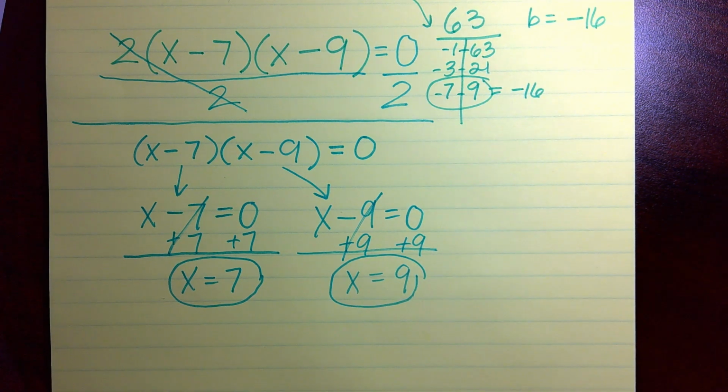Yes. So what I did was I just kept the 2. So then I had 2 and x minus 7 equals 0, and on the other side I had 2 and x minus 9 equals 0. And I brought the 2 with me, and then divided by 2 at the end.